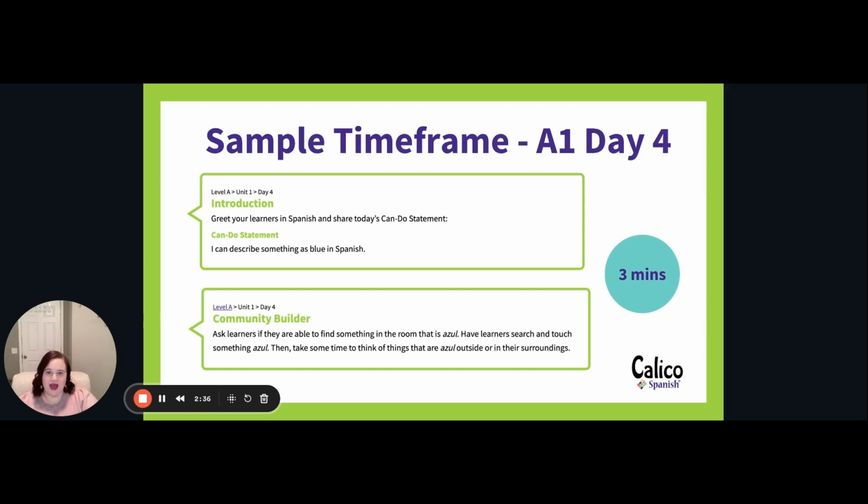So the first thing that we have is a community builder. And a community builder is a great way to introduce and hook learners into a lesson. And by telling learners what the goal is each day, you are helping them focus their attention to achieve that goal.